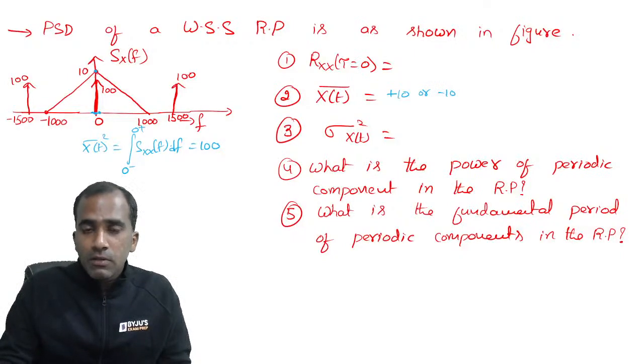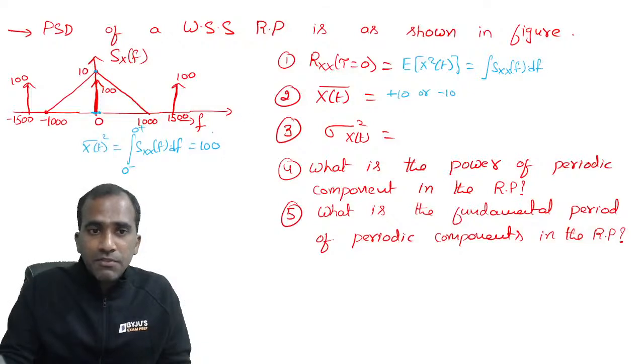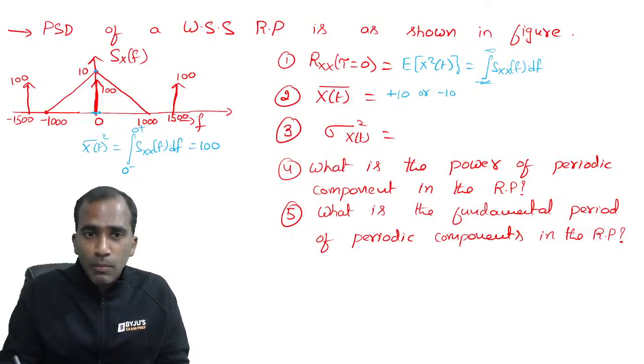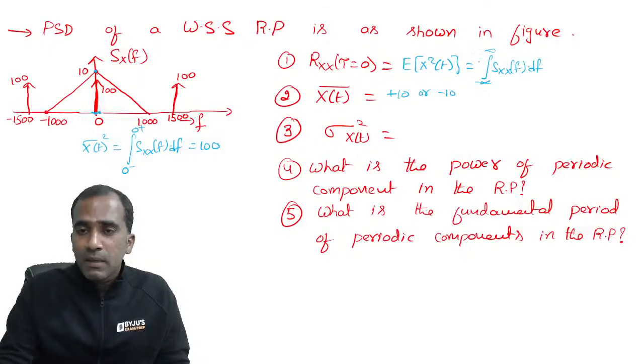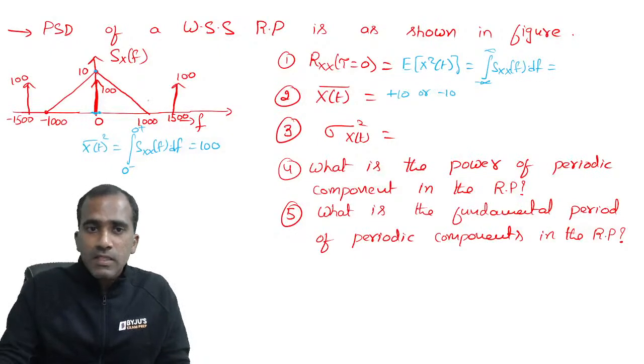Next, how about tau equal to 0? You're talking about R_XX of tau equal to 0, which means expectation of x squared of t. You're talking about total power. How do you find that using power spectral density? Just integrate it. Since f is the variable, just integrate it, and that will give us the total power. There is no need for 1 by 2 pi. If they had given omega here, then you should integrate it and multiply with 1 by 2 pi. Since this is a simple function, you can integrate it directly.